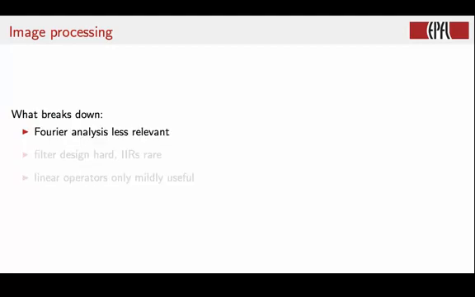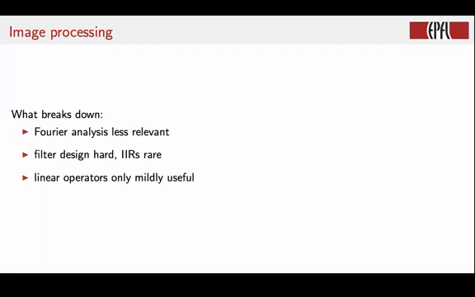What works less well in image processing is that, for instance, Fourier analysis, which algorithmically is just an extension of the 1D case, becomes much less relevant in the case of images. Filter design is much harder as well, and IIR filters are rare. And linear operators are only mildly useful, and the reason is images are very diverse signals.